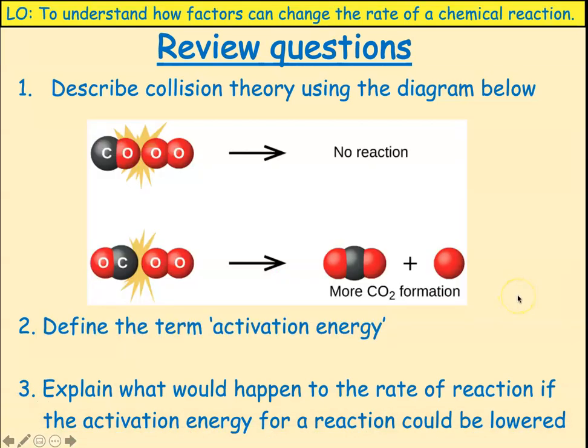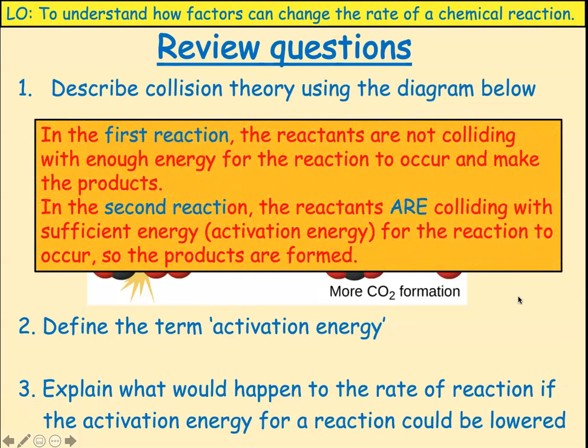Okay, welcome back. Hopefully you didn't have too much trouble with those. Okay, so in the first reaction, the reactants are not colliding with enough energy for the reaction to occur and make the products. And in the second reaction, the reactants are colliding with sufficient energy, which we call the activation energy, for the reaction to occur, so the products are formed.